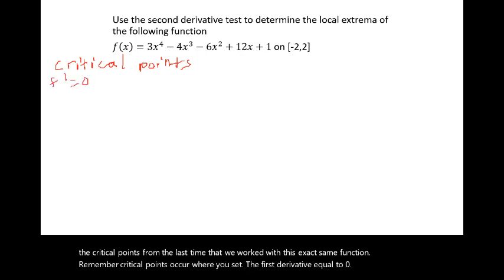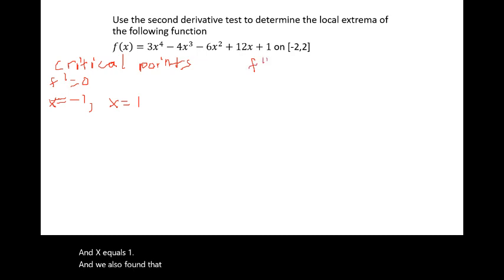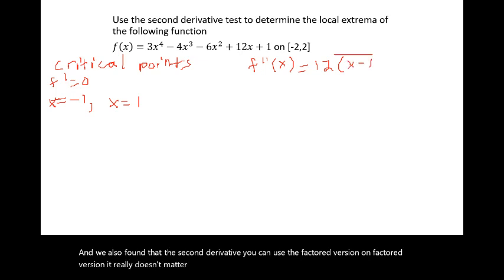You get 2 critical points. We got x equals -1 and x equals 1. And we also found that the second derivative, you can use the factored version, unfactored version, it really doesn't matter, is 12 times x minus 1 times 3x plus 1.